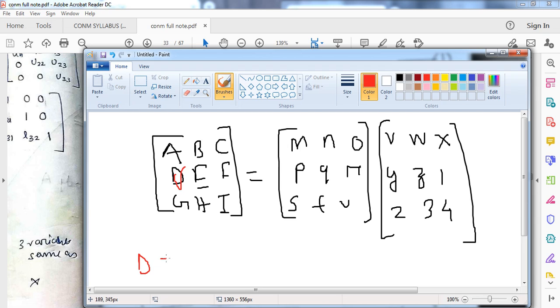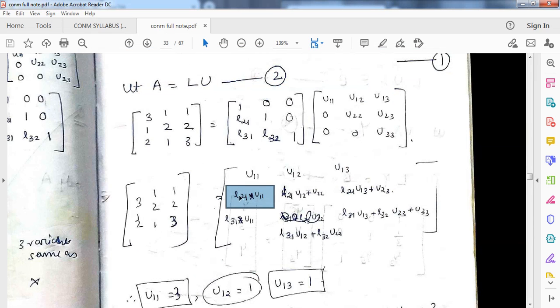The D will be basically your P multiplied with this, P multiplied with V plus Q multiplied with Y plus R multiplied with 2. So that's how you find out this value. That's what we have used over here. So I wanted to find out what is this. Multiply this with this, this with this, this with this.